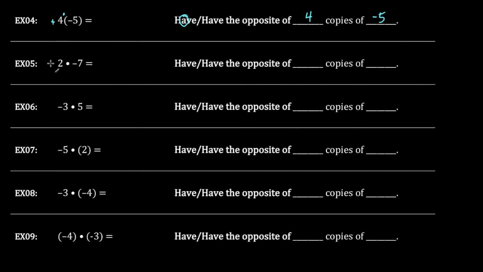So we have 2 copies of -7. So in reality, we have positive 2 copies of -7.